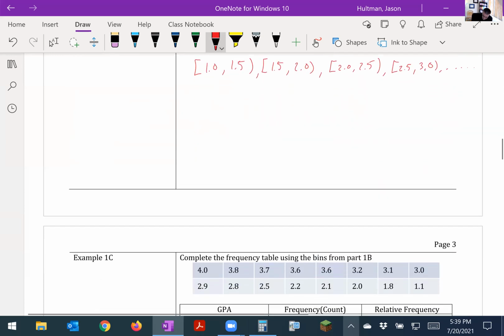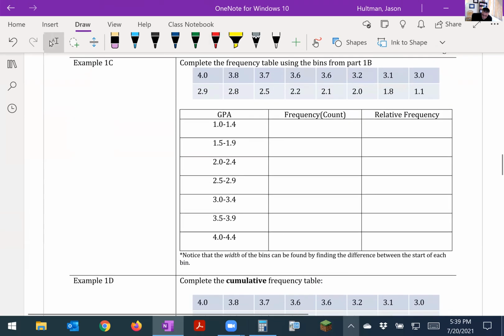So let's create a frequency table using the bins from part 1. Part 1B. We have these bins here, 1.0 to 1.5, but 1.5 is not included. Then 1.5 to 2.0. So let's count how much of this data falls within each of these bins. Between 1.0 and 1.4, there's only one, and that's the 1.1. Between 1.5 and 1.9, there's also only one, that's 1.8. Between 2.0 and 2.4, it's these three. So that's 3. Between 2.5 and 2.9 included, that's these, so that is 3 more.